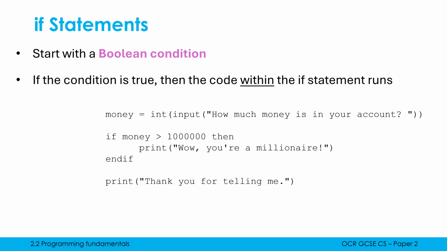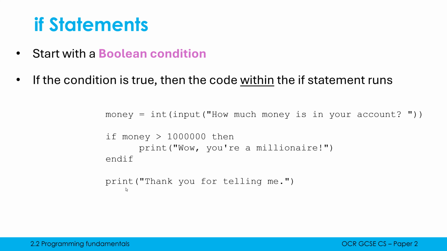So here is a simple program where we've got an if statement in the middle. First thing we're doing is asking the user how much money is in your account. This is then getting converted to be an integer and saved as a variable called money. Then we're checking to see if money is greater than $1 million. If it is, then we're going to print, wow, you're a millionaire. If it wasn't bigger than $1 million, which sadly is the case for most of us, it will just skip this if statement. So the code inside this print line only runs if the condition is true. If it's false, it skips it.